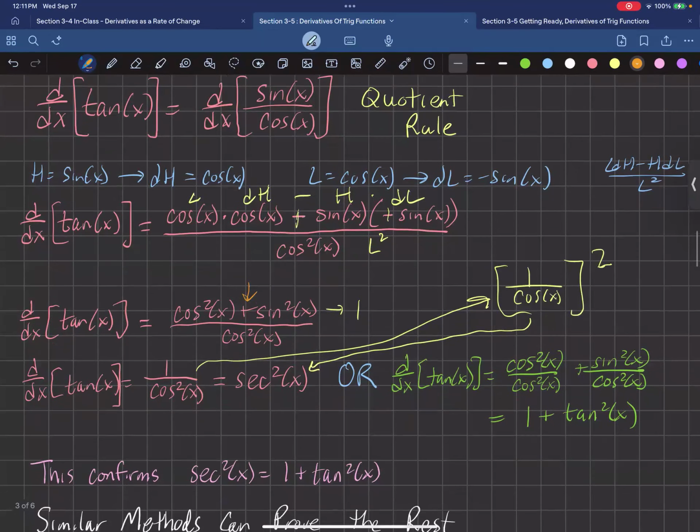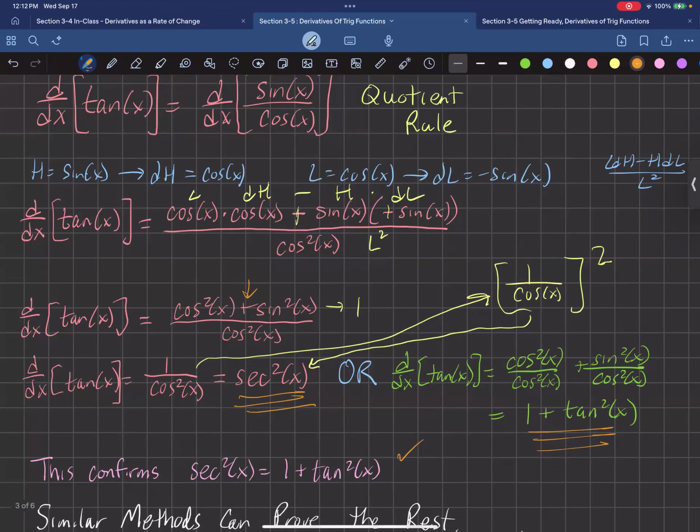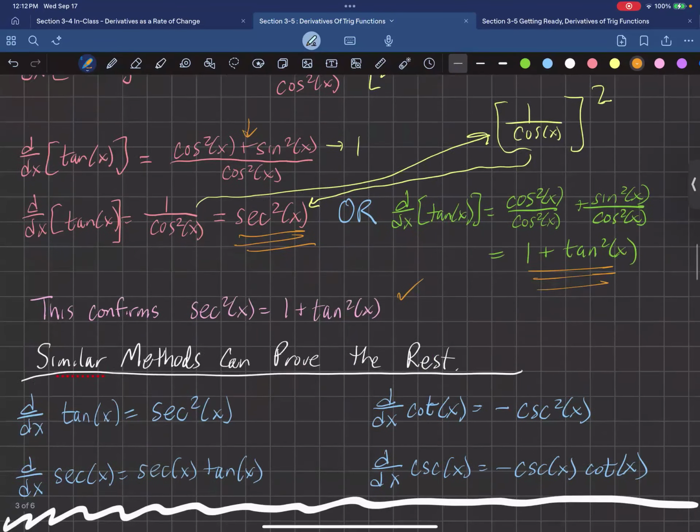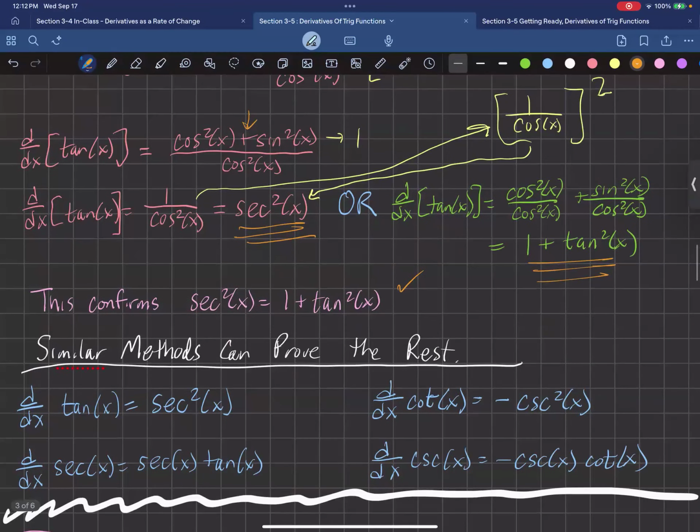But this allows us to see that secant squared x should get us to be the same value as 1 plus tangent squared x. We did that a different way in the worksheet based on working off the sine squared plus cosine squared equals 1, but we just confirmed that identity here. Doing similar methods will confirm the rest of these other derivatives. We have the derivative of tangent x is secant squared x. The derivative of cotangent x is negative cosecant squared x.